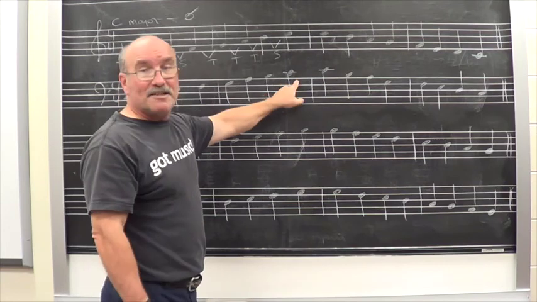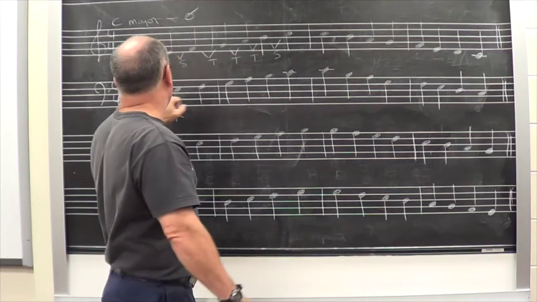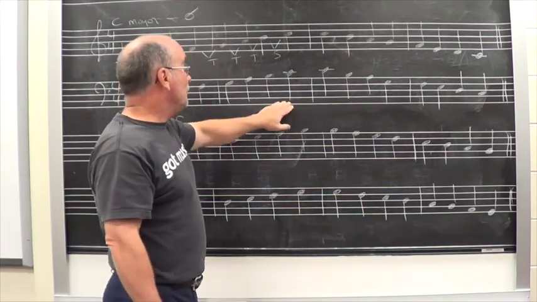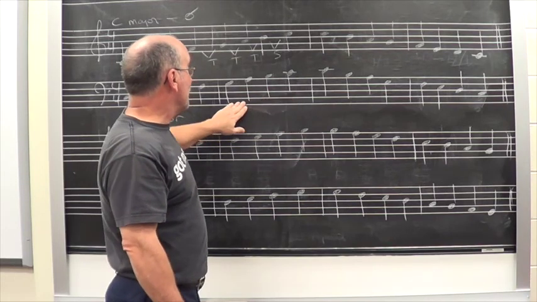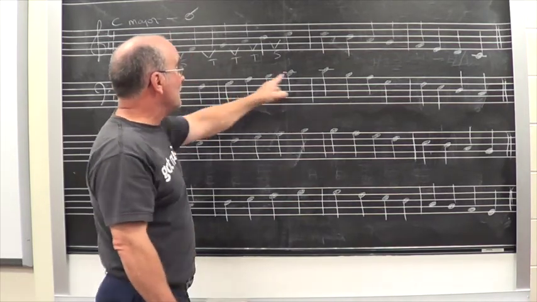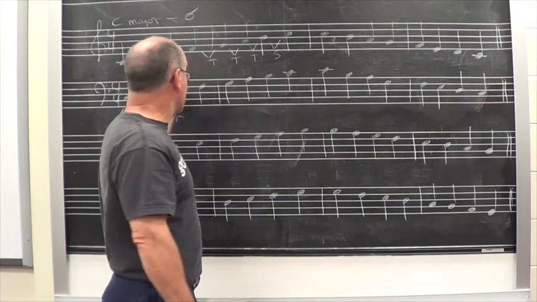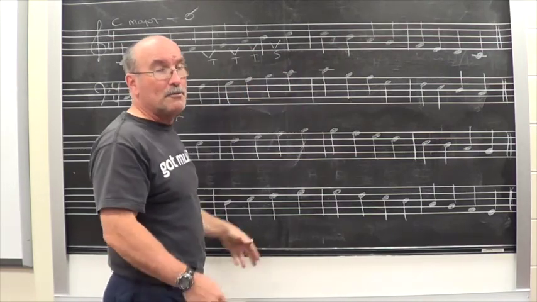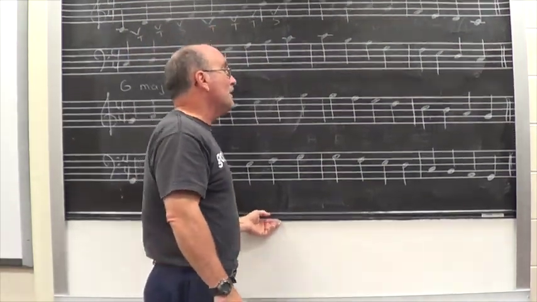Remember, it only takes 8 notes to make a scale because the first note and the last note will be the same note. It may not be in the same place, but that doesn't matter. That's still the note C, and that's still the note C. It starts on C, it ends on C. That's what makes it a C major scale.